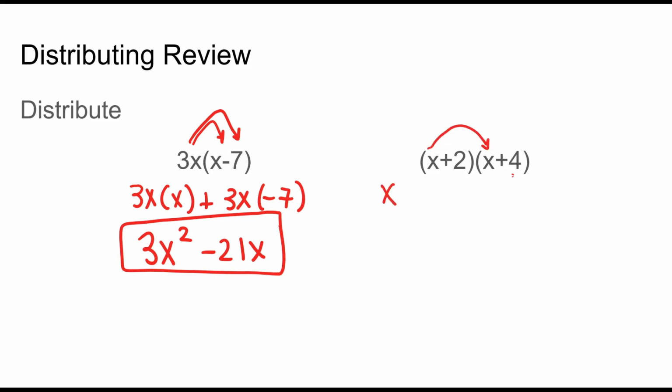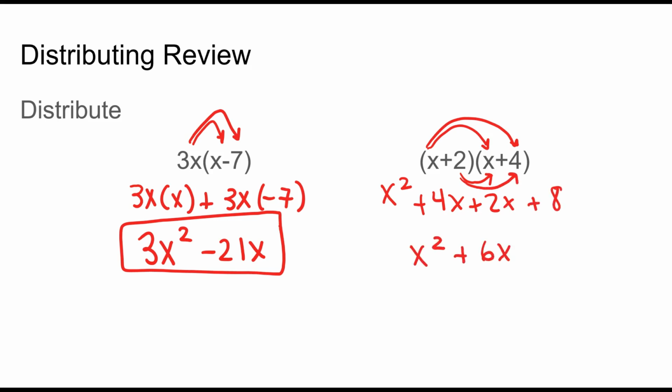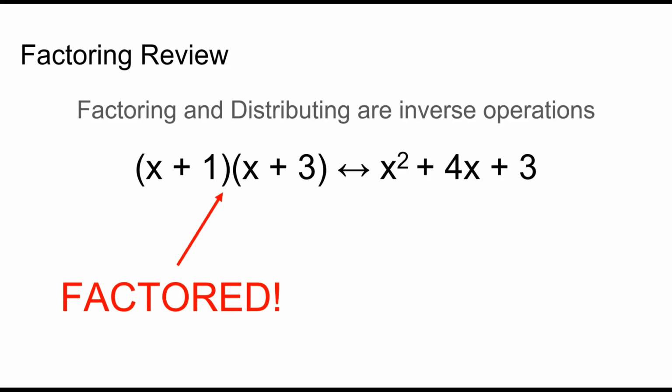So we get x squared plus 4x plus 2x plus 8. So we get x squared plus 6x plus 8. So let's double check. To get to 8, we would multiply 2 times 4. And to get to 6, we would add 2 plus 4. So that's exactly how that works.